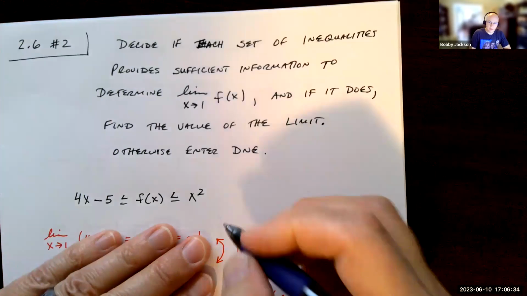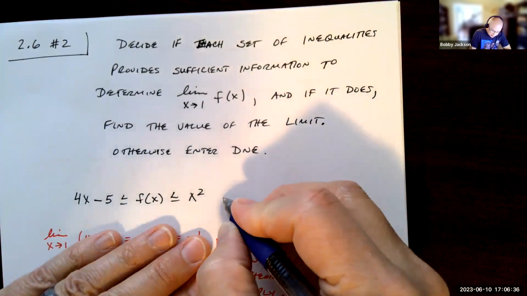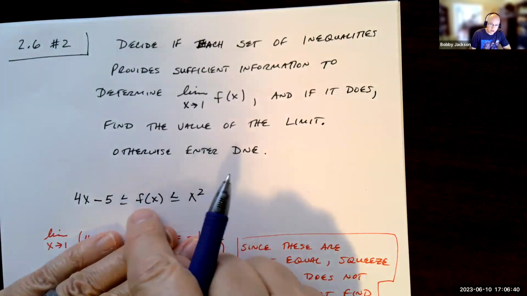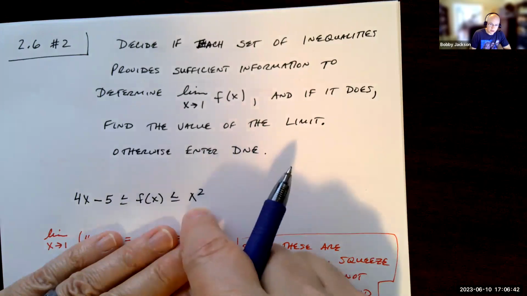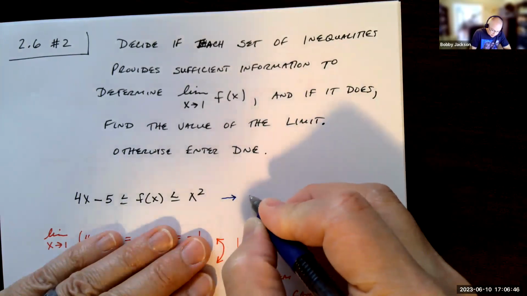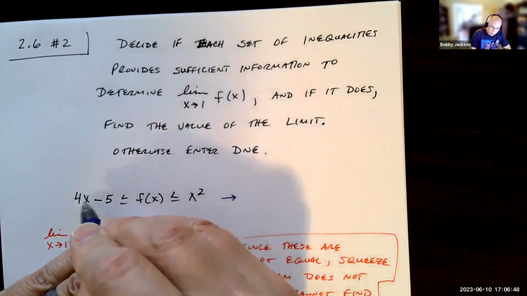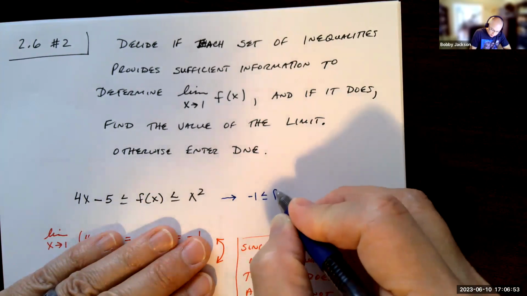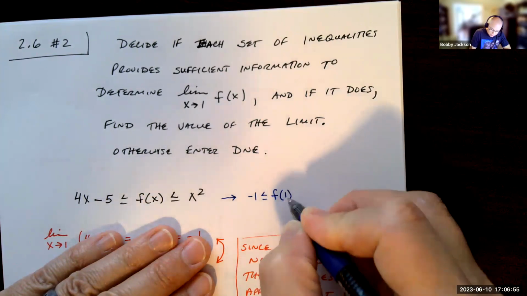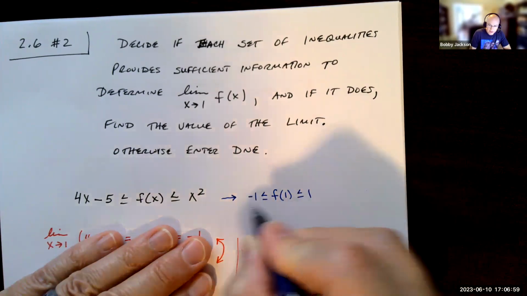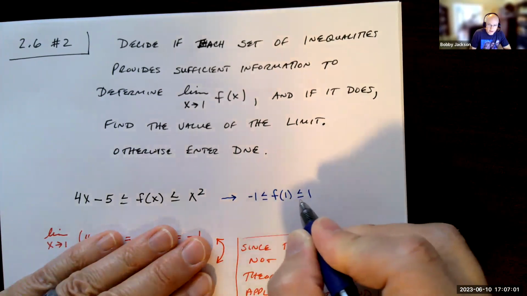Real important that we can't just simply say, we're taking the limit as x approaches 1. You can't simply just plug in x is 1 into this and assume the following. So this is incorrect. If I plug in 1, 4 minus 5 is negative 1. X is 1, so I'll have f of 1, and 1 squared is 1.